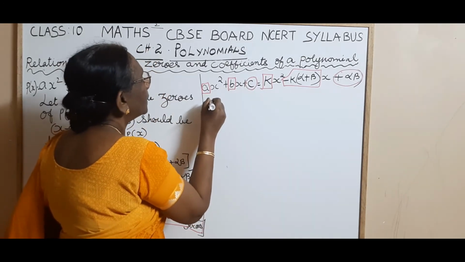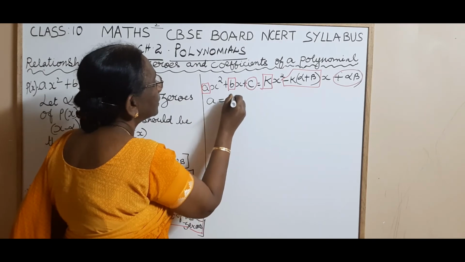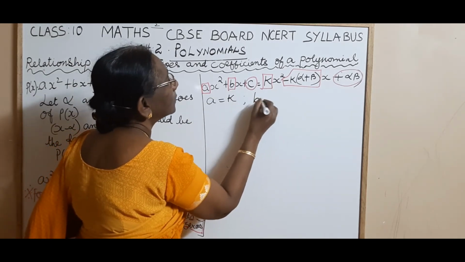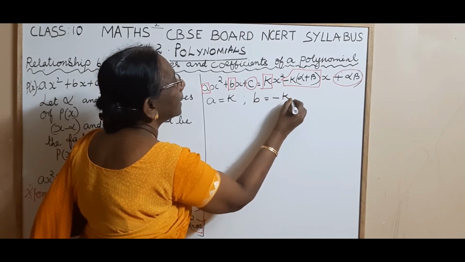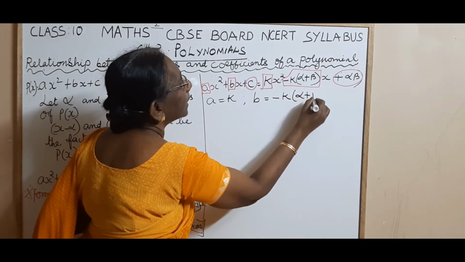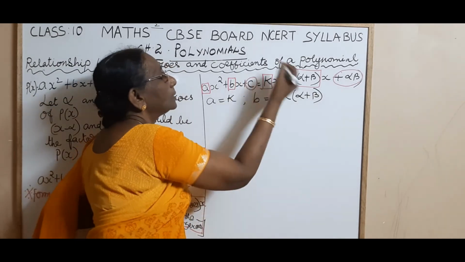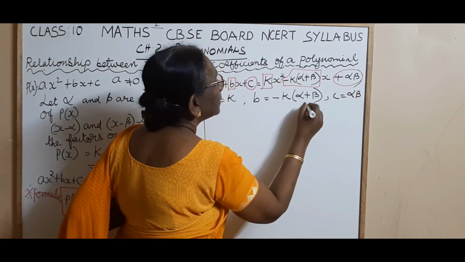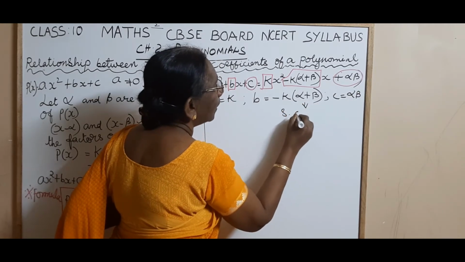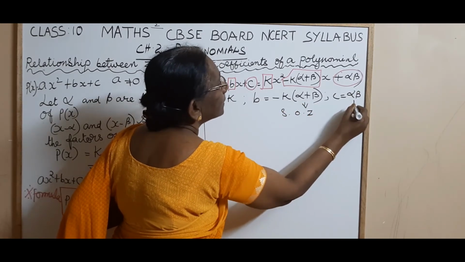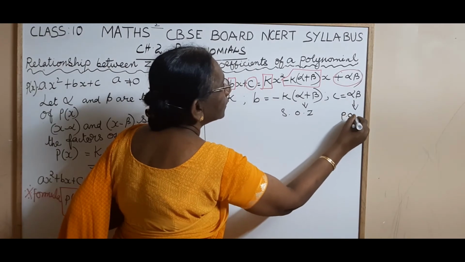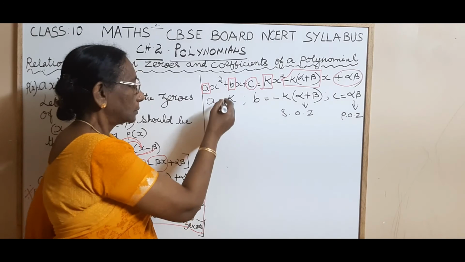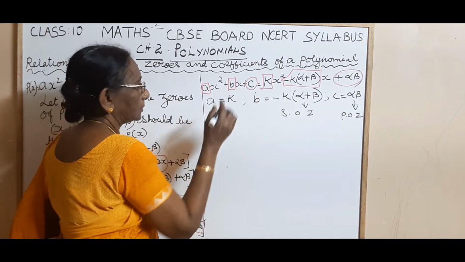Okay, so what do you get? A is equal to k. The same way, second step, b is equal to minus k into alpha plus beta. Then the same way, c is equal to alpha beta. Here it is what? Sum of zeros. And this is what? Product of zeros. Isn't it, children?